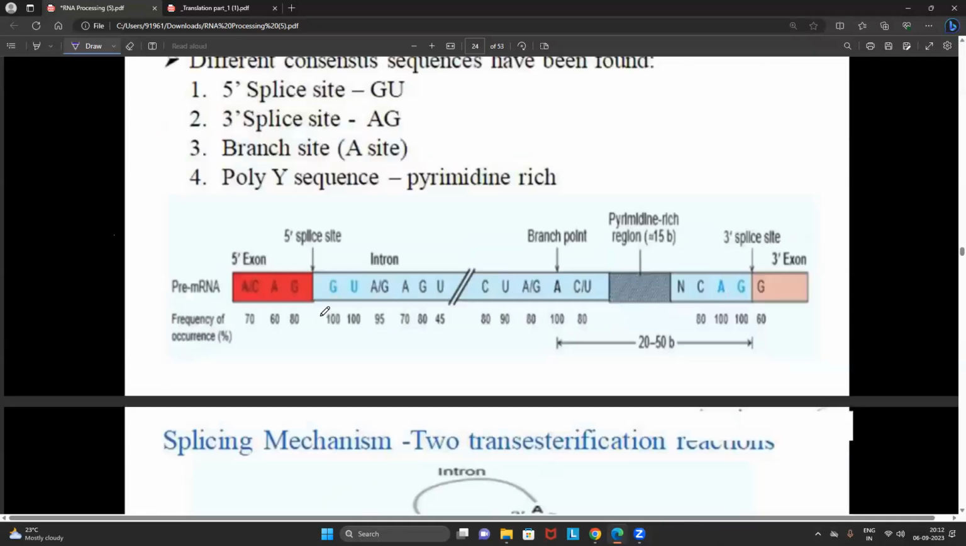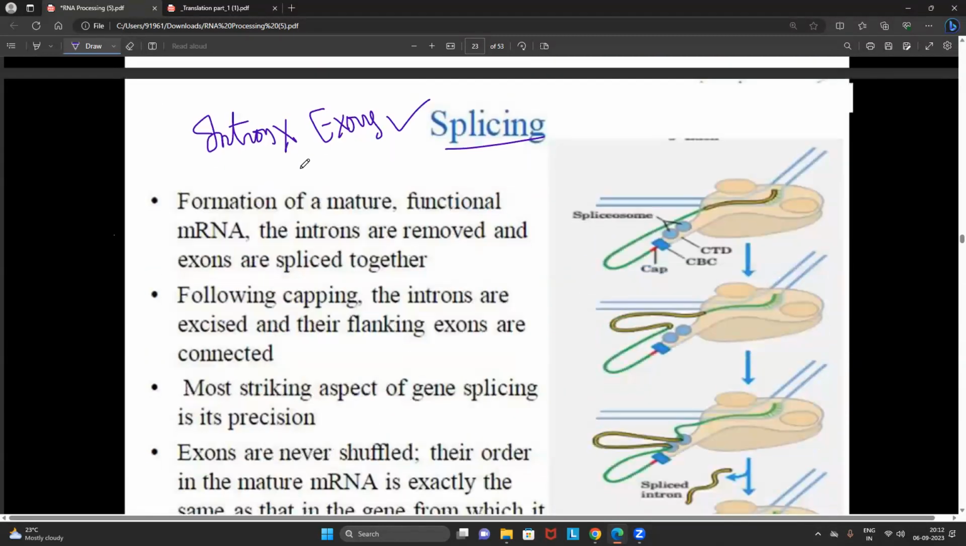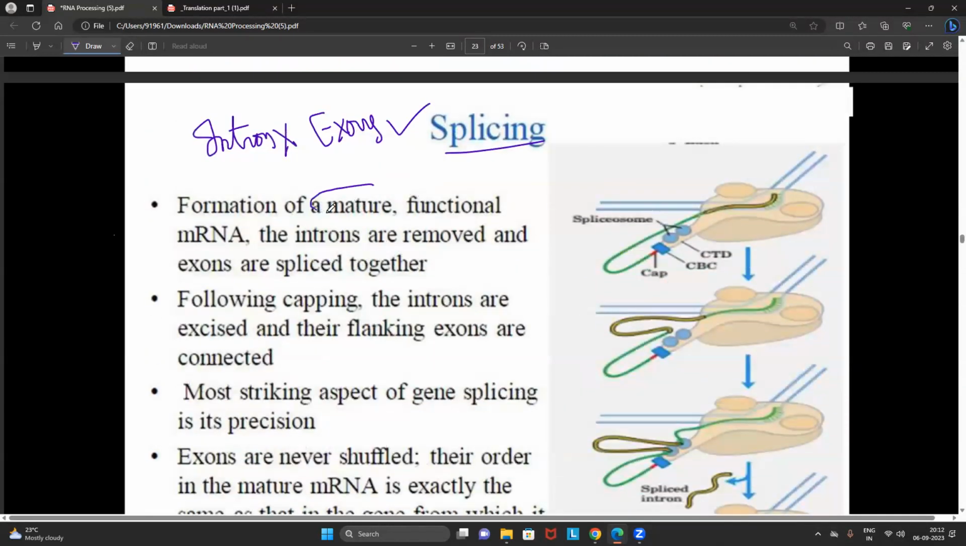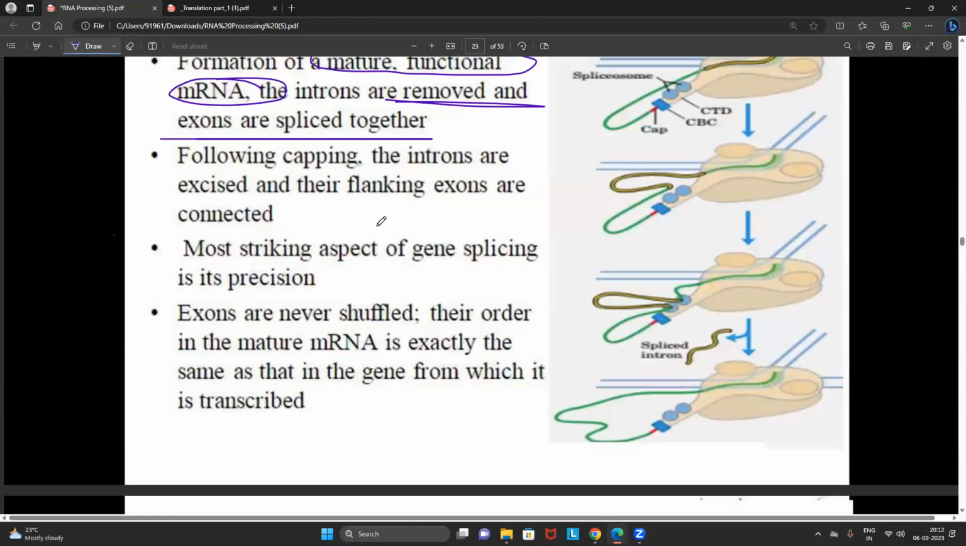After DNA replication, friends, I can say that splicing is the most accurate step. I want you to understand that very correctly. So what is splicing? Formation of a mature functional mRNA. What we are going to do here is remove the introns and join the exons. Please don't get confused with that particular point.